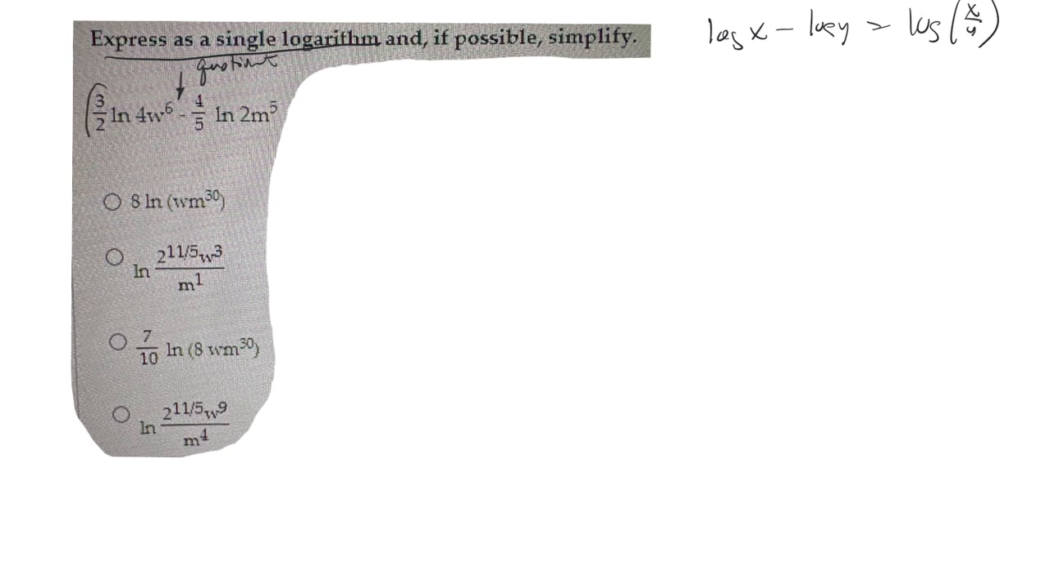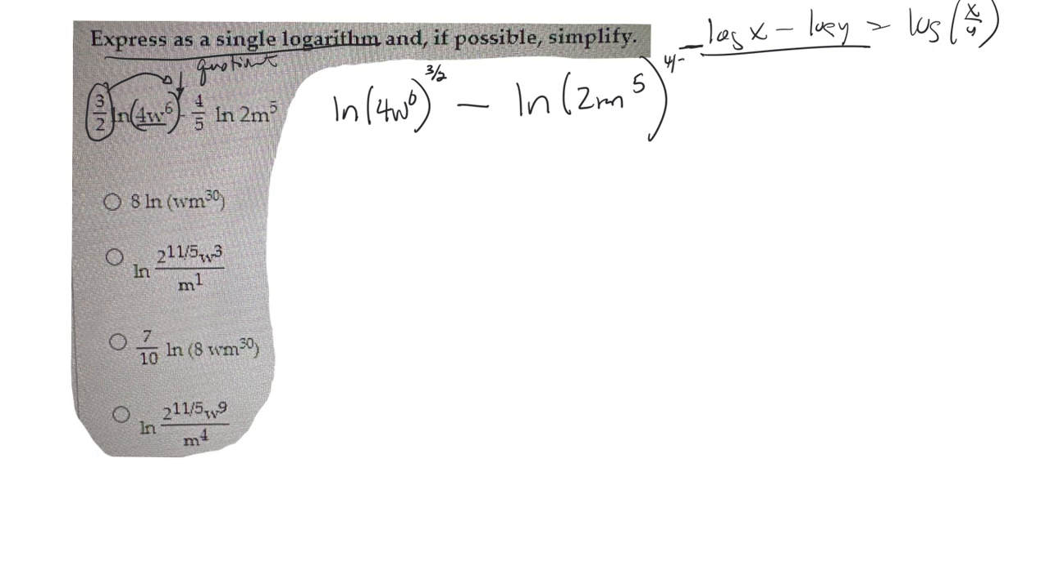But I've got this number out front there, and I can't do this rule if there's something out front. But I do have the power rule, so I can bring that back in. But the problem is I'm taking the ln of this whole thing, and so really I should have that in brackets, and I'll put the 3/2 outside of the brackets. So I'll get ln of (4w to the 6th) to the 3/2 minus ln of (2m to the 5th) to the 4/5.